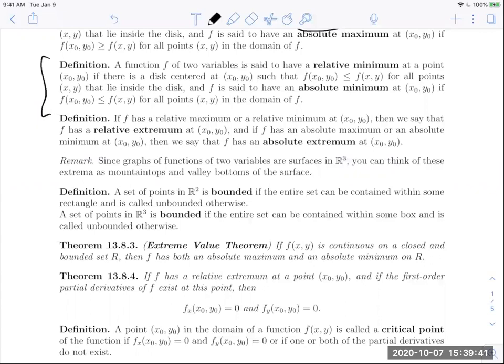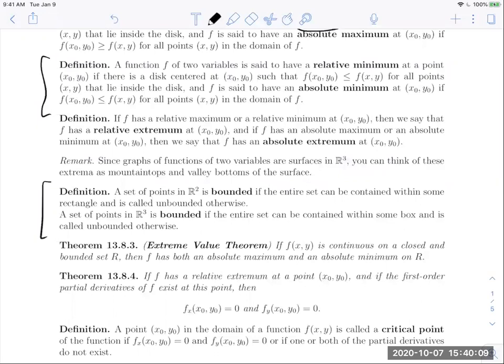So when we talk about extrema of surfaces, you can think of them in terms of a topographic map as the mountaintops or the valley bottoms of your surface. So exactly what you would picture in 3 dimensions. Now, something that we didn't consider in Calc 1 is this next definition. We say that a set of points in R2 is bounded if the entire set can be contained within some rectangle and it's unbounded otherwise.